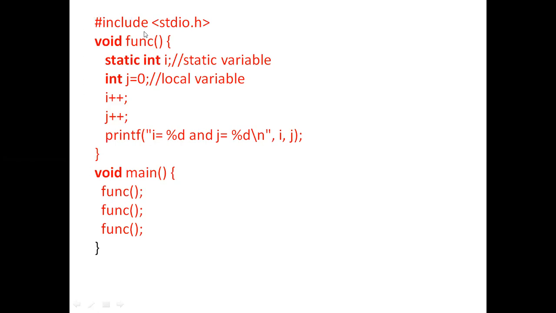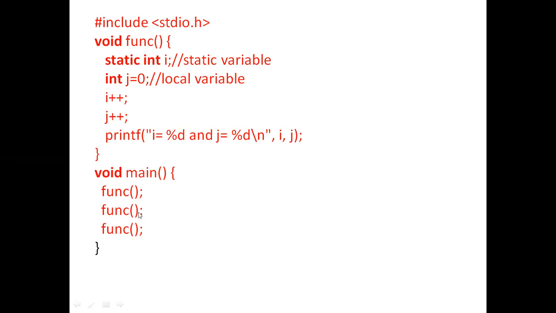So for the first function call, let us go to the function definition. We have static int I. What will be the value of I? We have not initialized it, so the default value of I is 0. So I will be 0 and j is equal to 0. Then I plus plus and j plus plus are post increments, so the value 1 of I will get printed and 1 of j will get printed. Then when this function ends, we come back to the main function.